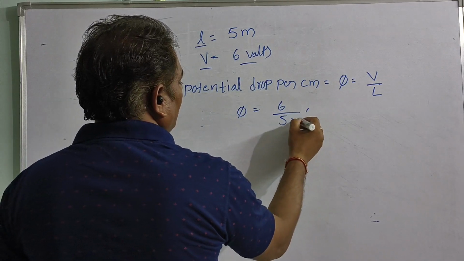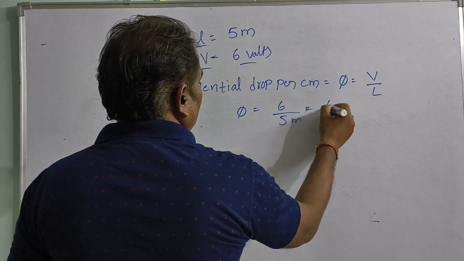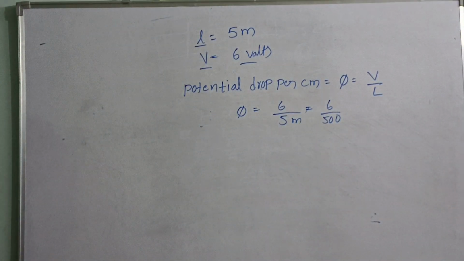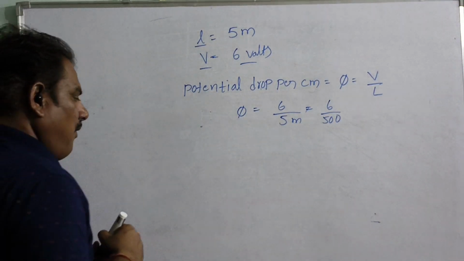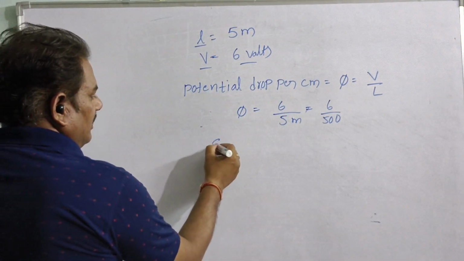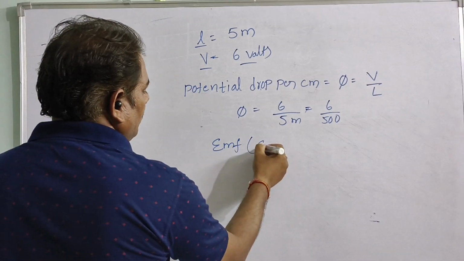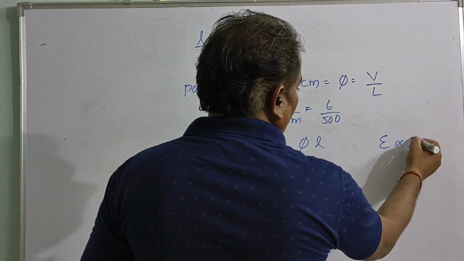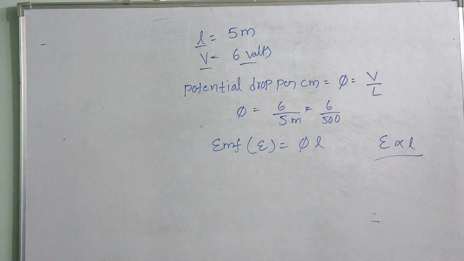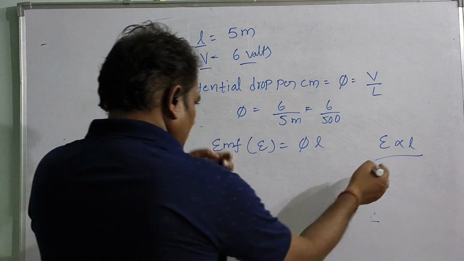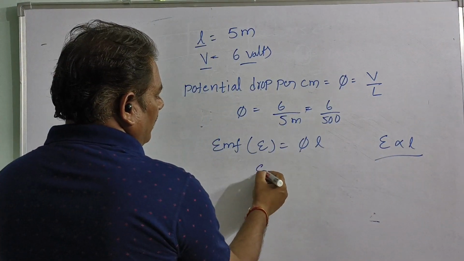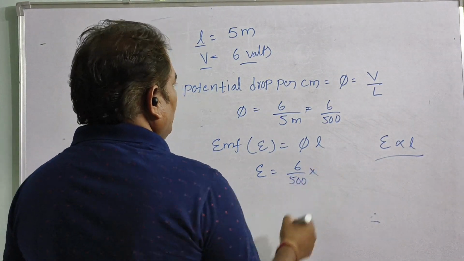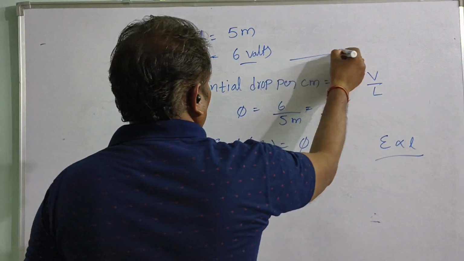In centimeters, that equals 6 by 500. So we know the formula: EMF is equal to phi into L. EMF is directly proportional to L. So E equal to phi into L. E equal to phi value 6 by 500 into length, which is already given as 180.